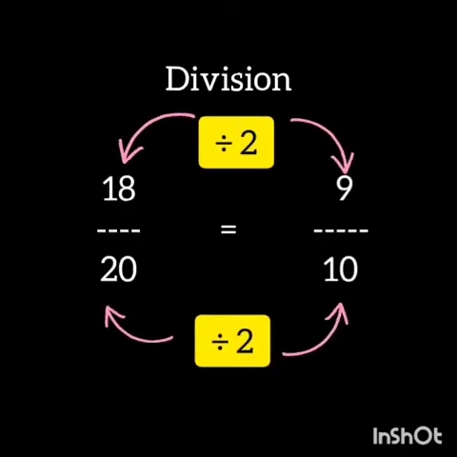Now we go with the division. We have a fraction 18/20. When we divide it by the same number 2, 18 divided by 2 becomes 9, and 20 divided by 2 becomes 10, then the fraction becomes 9/10. So 18/20 is equivalent to 9/10.